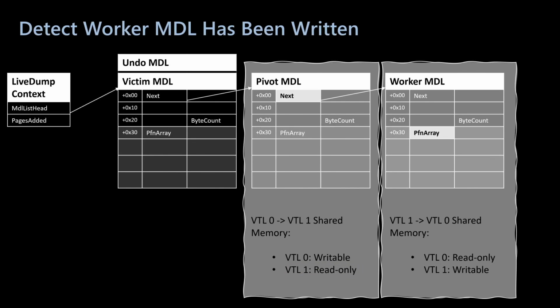Now we have full control of the power to MDL, and we can retarget worker MDL by modifying the next pointer. We can write to anywhere, but we need to know when to modify the next pointer. We use the second shared memory as the worker MDL and detect if its PFN array has been overwritten after we call the left dump at buffer.